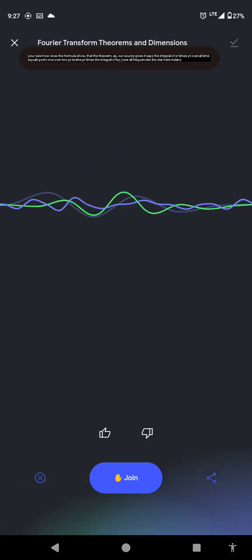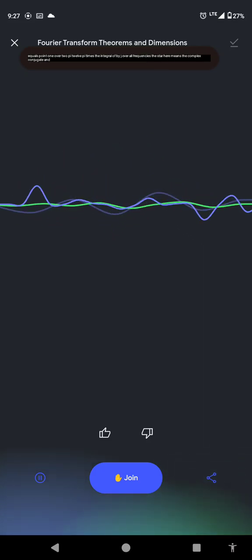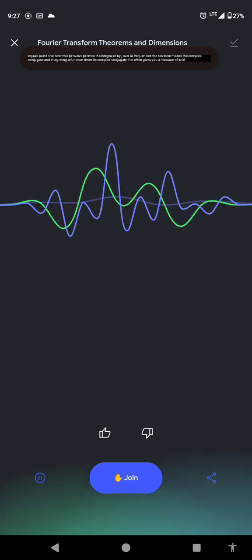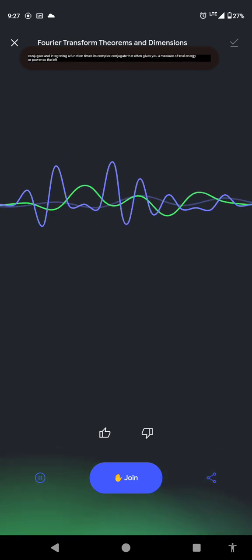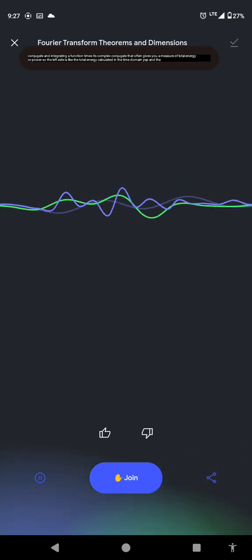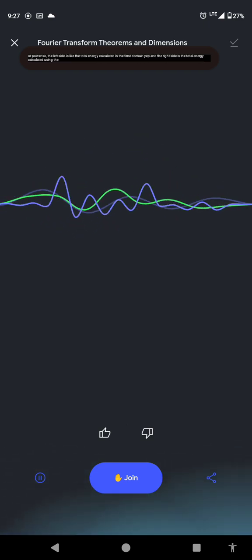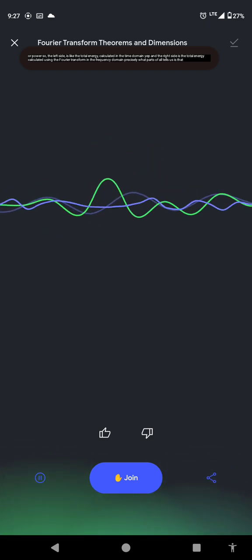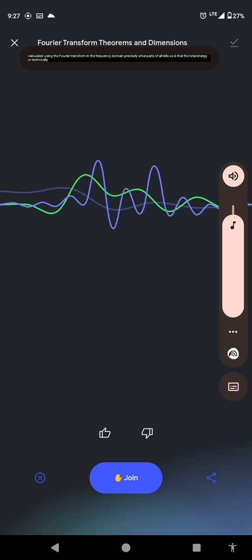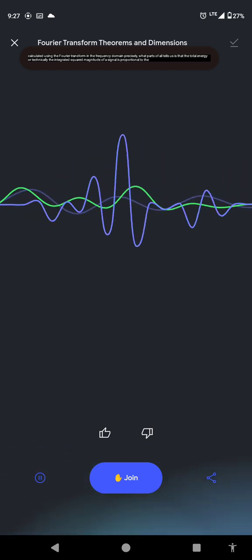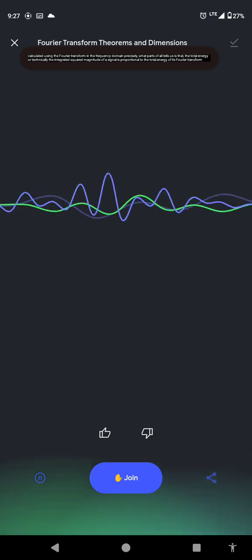complex conjugate. And integrating a function times its complex conjugate often gives you a measure of total energy or power. So the left side is like the total energy calculated in the time domain. Yep, and the right side is the total energy calculated using the Fourier transform in the frequency domain. Precisely. What Parseval's tells us is that the total energy, or technically the integrated squared magnitude of a signal, is proportional to the total energy of its Fourier transform. It's conserved, in a sense.